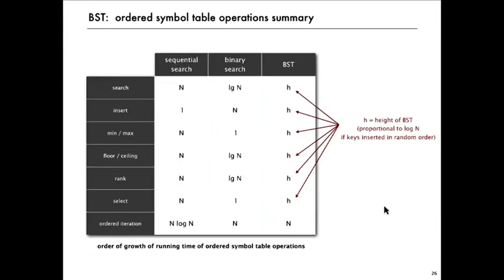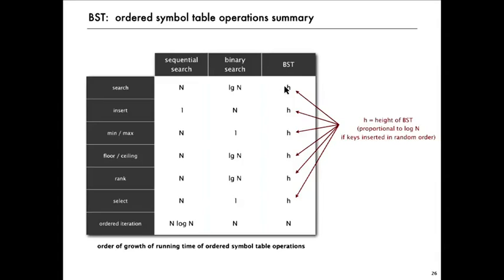So here's the operation summary for ordered symbol table. The quick summary is that every one of those operations, well, ordered iteration is optimal. It just gets them in linear time. And all the rest of them take time proportional to the height of the tree. Now, if the keys are inserted in random order, we know by analysis that height is going to be proportional to log n. Or it could be some application where the order of insertion of the keys is well modeled by random order, and that's not unusual at all.